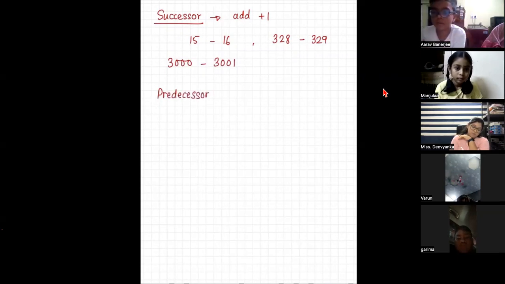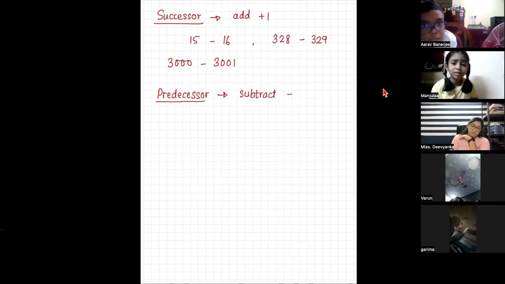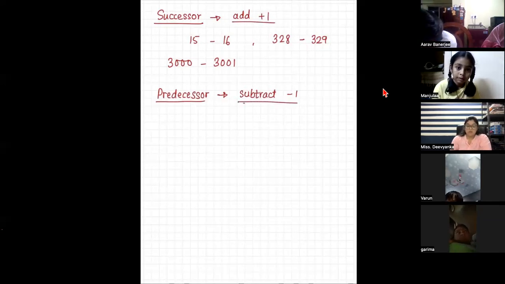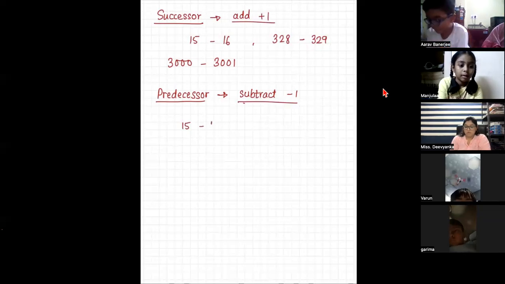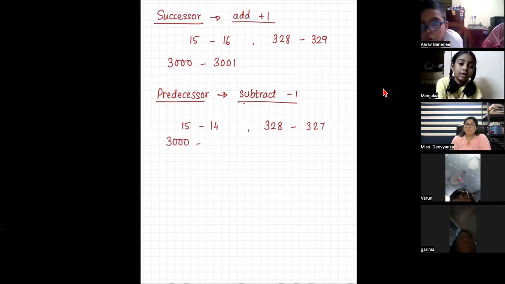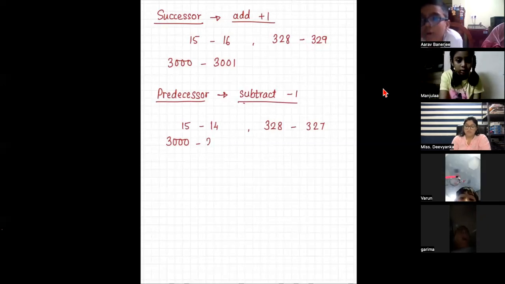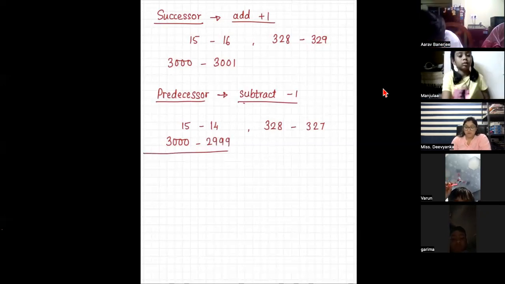And now for predecessor, we subtract 1. You can also write this down in your notebook if you want. So for successor, we add 1. For predecessor, we subtract 1. Now tell me, let's take the same numbers again: what is the predecessor for 15? 14. What is the predecessor for 328? 327. And for 3000? Not 2099. Varun is right, it is 2999.